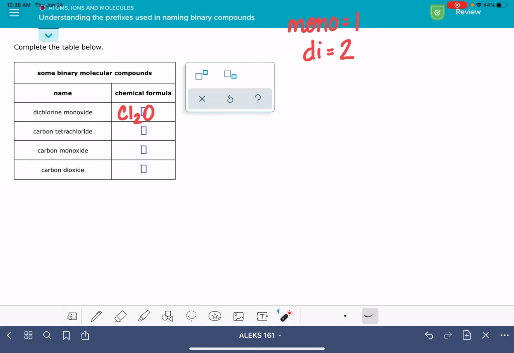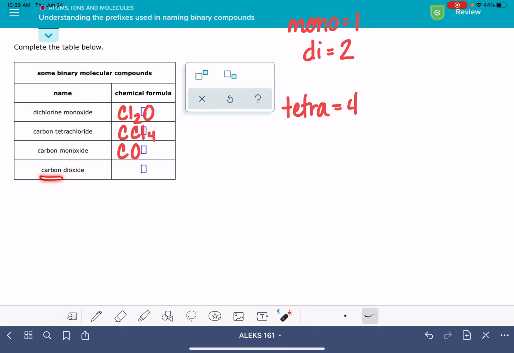For our next one, we have carbon tetrachloride. Notice that there's no prefix here in front of the carbon. That means that there's just one. And then tetra, that is our prefix for 4. So tetrachloride means that we have 4 chlorides, CCl4. Carbon, again with no prefix, that means you only have 1. Monoxide, just like up here, that means 1 single oxygen.